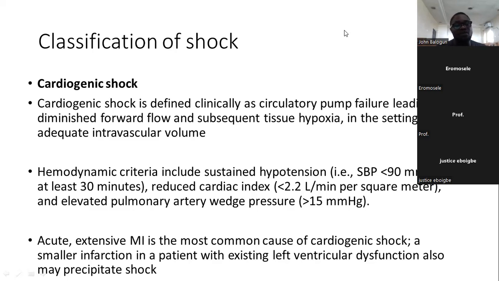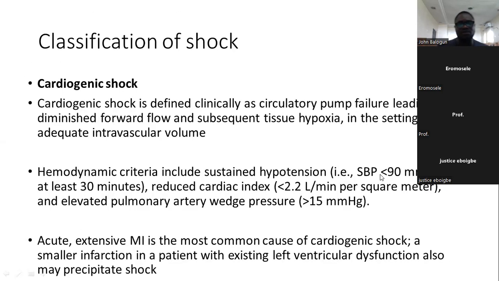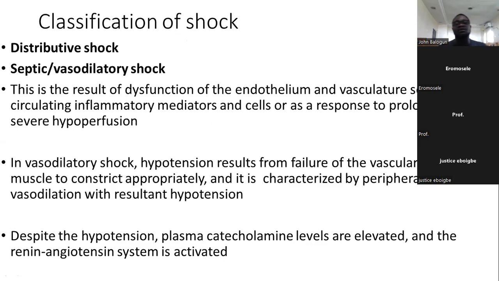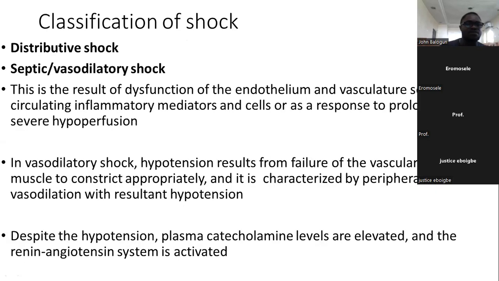Then you may also be asked what type of shock this is: cardiogenic shock, right? Are we communicating? Yes, sir. Okay. Then they may also ask about the commonest type of treatment that you may need for that. We'll talk about that later.